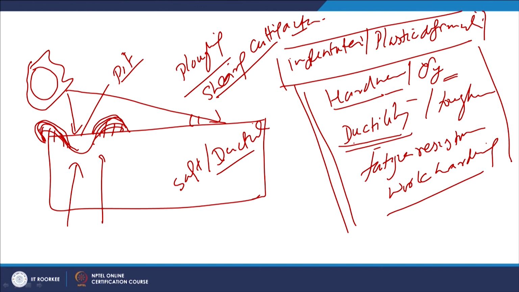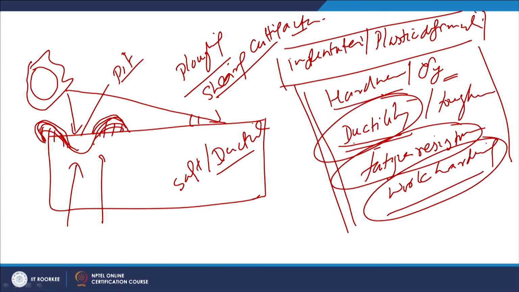So, if we see soft and ductile materials, it is the fatigue resistance, the ductility, and the work hardening behavior which will be important to look into the way by which the material is being removed from the functional surfaces.